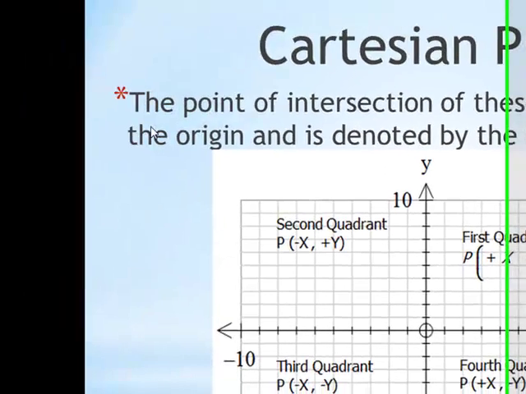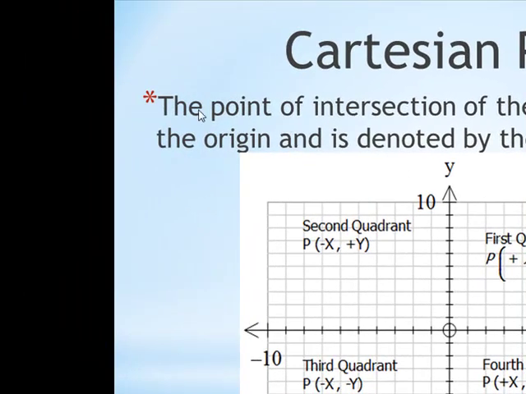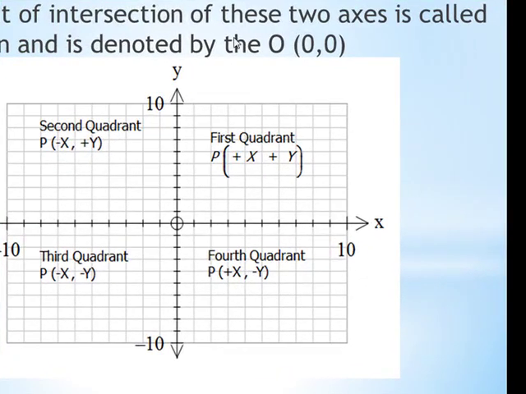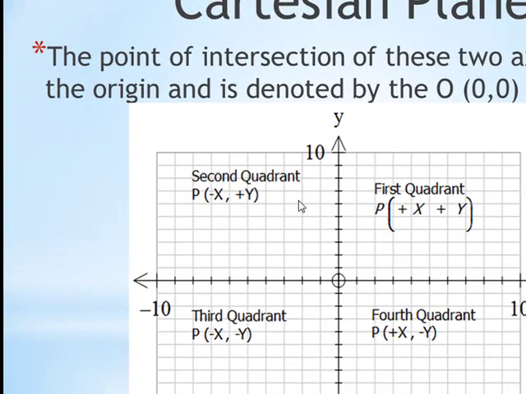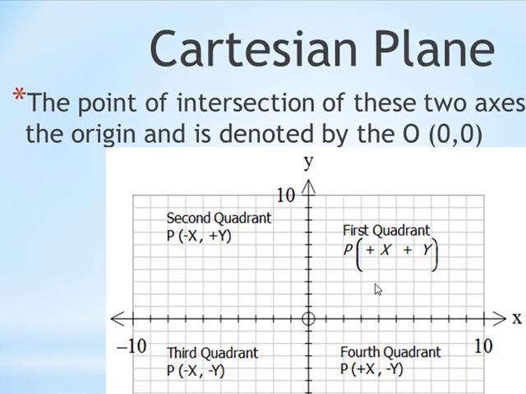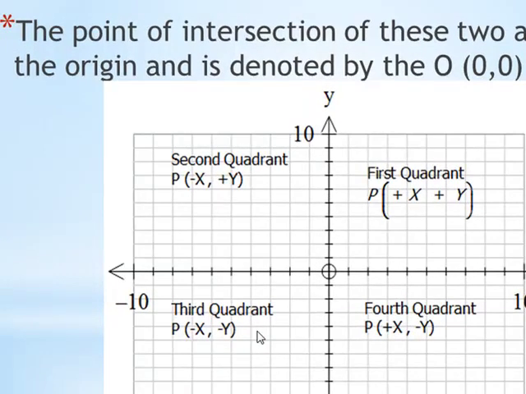We also need to identify some points. Oh, sorry, this is the previous one that we saw. But apart from the origin, you also have quadrants. Notice that the Cartesian plane is going to be divided into 4 different squares. This one here is called quadrant 1, quadrant 2, quadrant 3, and quadrant 4.